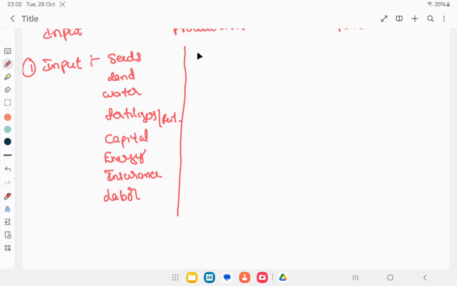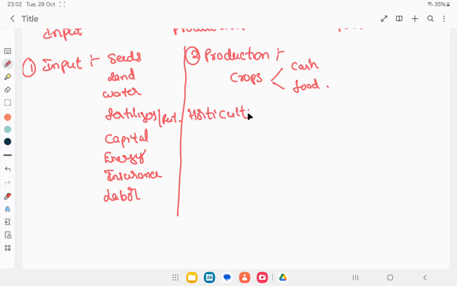And then the production stage, that means what are the outputs of agriculture. It may be crops, it can be cash crops and food crops. And not only this, we have horticulture, we have livestock, and various other kinds of production.